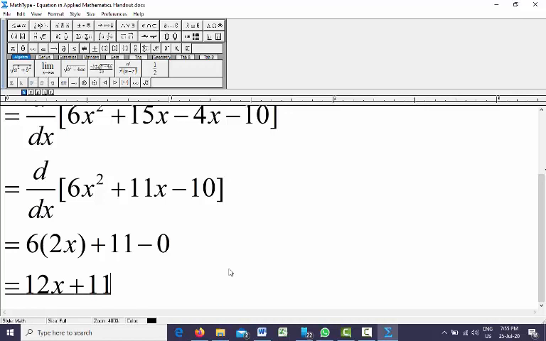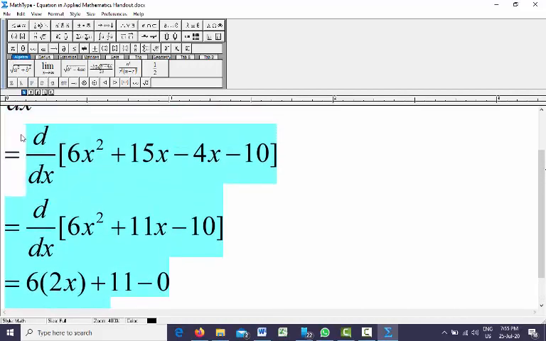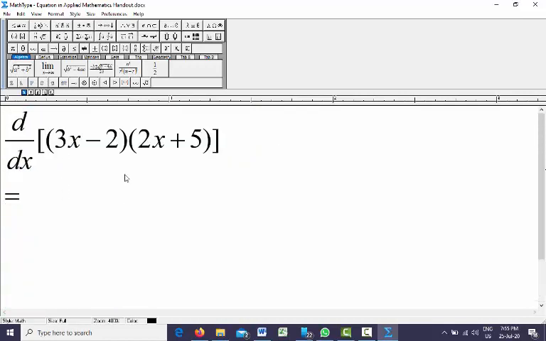So this is one way of doing differentiation. Now let us do the differentiation in another way. Now we will do another method of differentiation. We will apply the multiplication rule of differentiation.